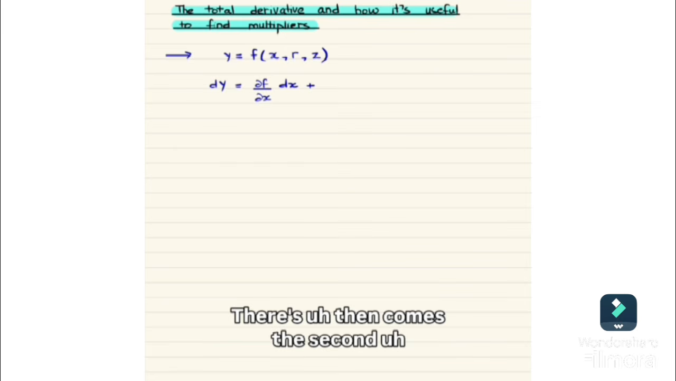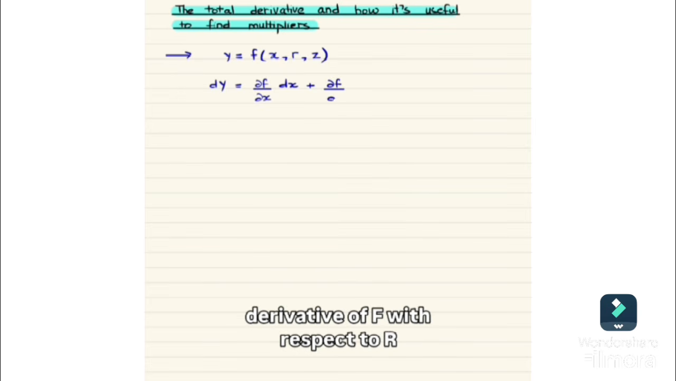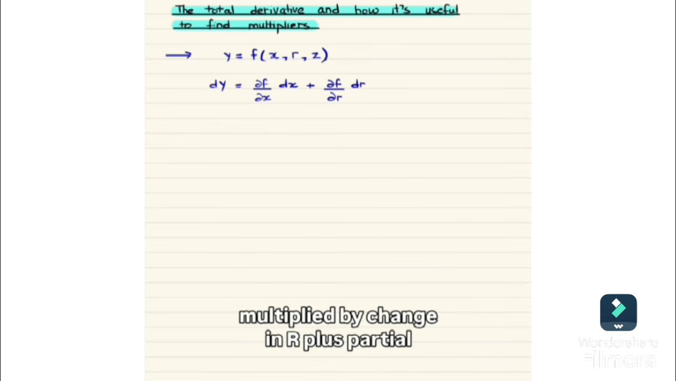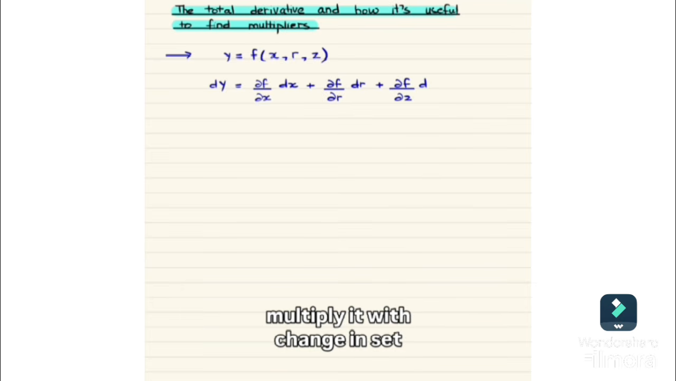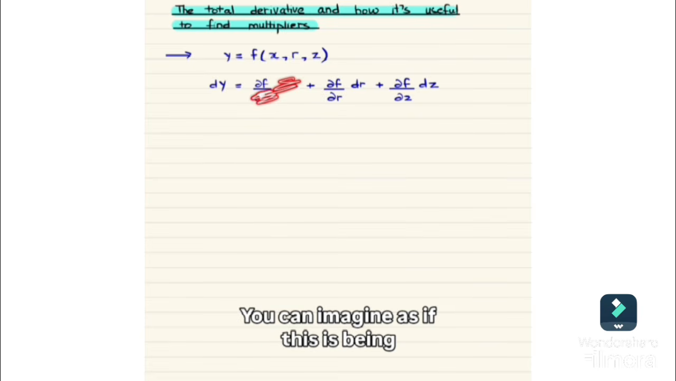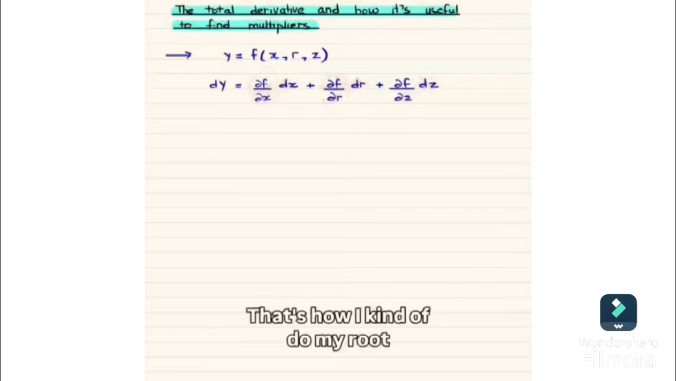Then comes the second variable, which is r. We take the partial derivative of f with respect to r multiplied by the change in r, plus the partial derivative of f with respect to z multiplied by the change in z. So basically y is the same as the function f. You can imagine as if this is being cut off and you're just left with the change in f, which basically is the change in y. That's how I do my rote learning.